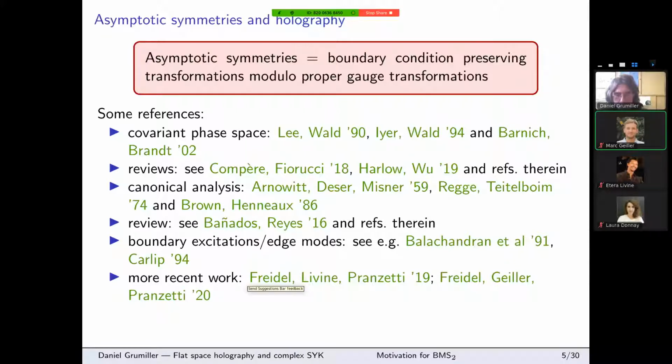And the physical explanation of these modes is that even though there are no local excitations in the bulk, the boundary conditions are so non-trivial that there can be physical degrees of freedom that you can visualize to be localized at the boundary. And in the gravity context, there's recent work by the Lyon group in collaboration with Perimeter Institute.